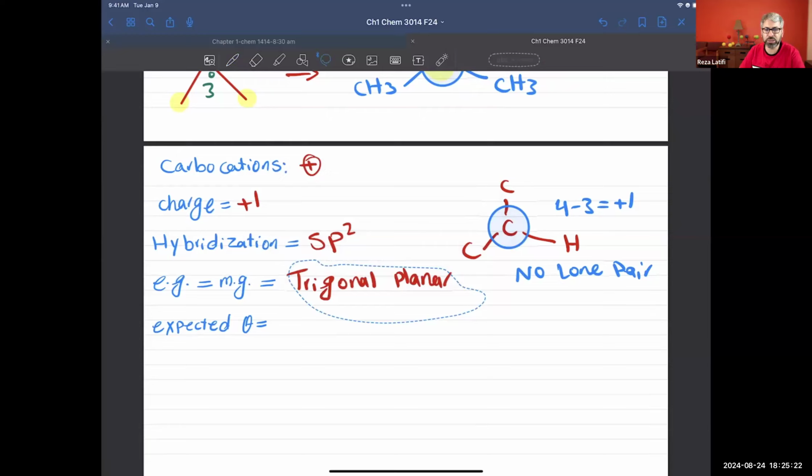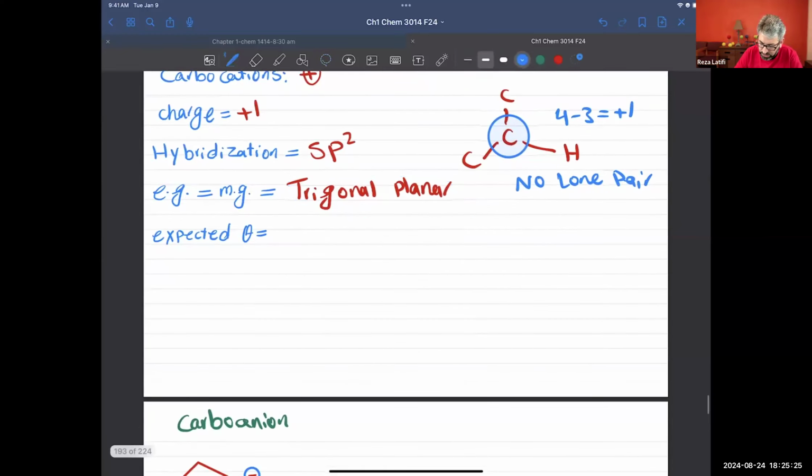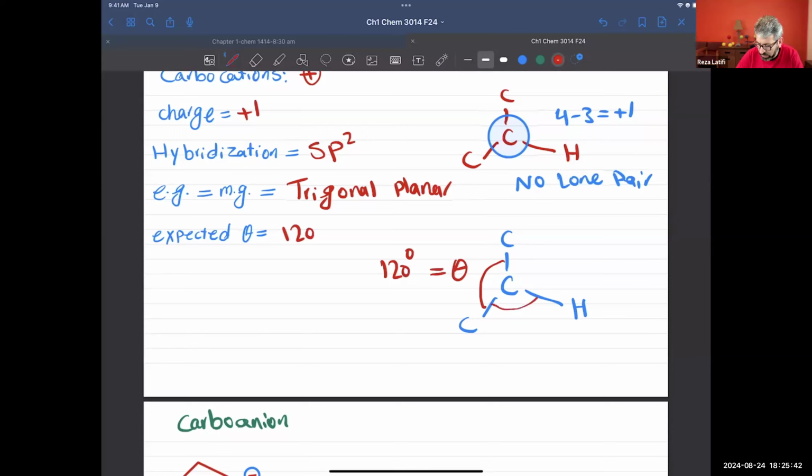And how about theta, the expected bond angle? We have a carbon attached to another carbon, here another carbon, and this one is hydrogen. What do I expect this theta to be? I expect it to be around 120, so the bond angle will be 120. How about this one? That one is also expected to be 120. That one as well. If I highlight this, what's the bond angle? It will be 120.